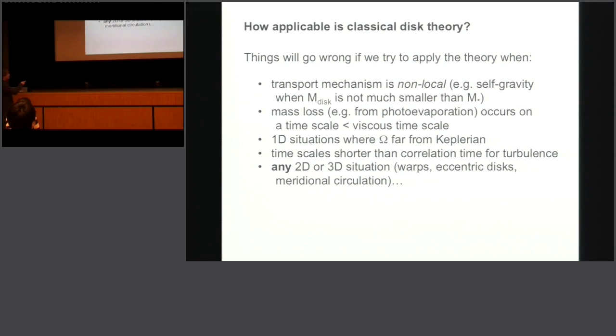Obviously, if we have things like mass loss, we have to worry about that. We also have to worry about one-dimensional situations if omega is a long way from Keplerian. I'll mention one of those in a minute.